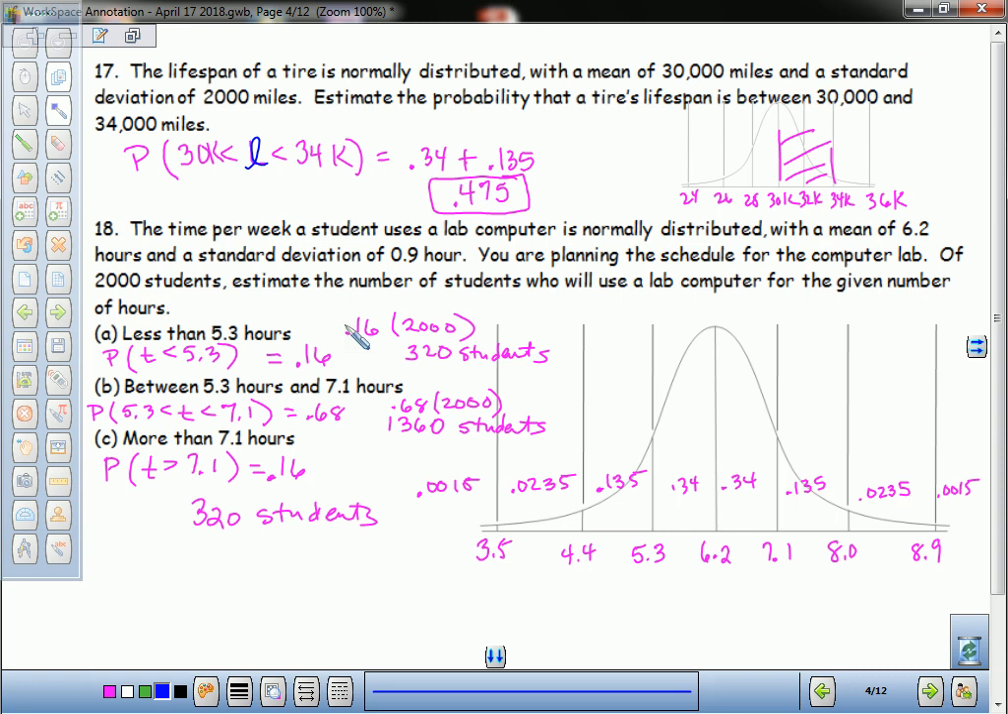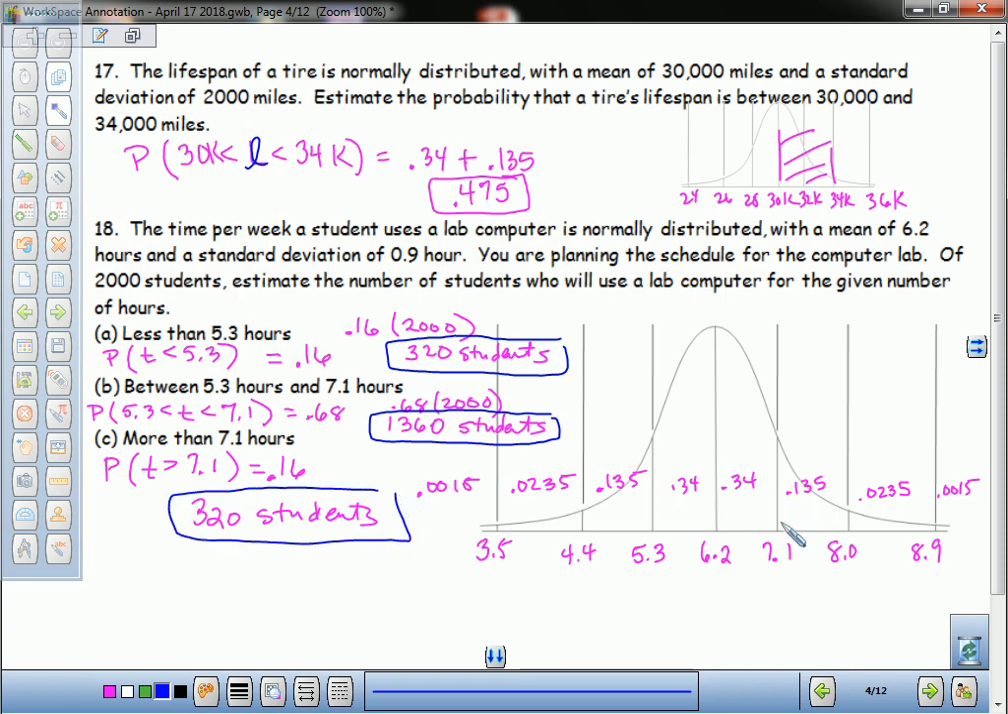And finally, number 18. Here we find the probability. The probability is 0.16. Then we multiply that by the total to find the estimated number. So we take the probability for that interval, multiply it by the total, and that gives us the estimated number of students. Now, this one I didn't do any math for, because 0.16 times 2,000 is the same problem I'd already done.